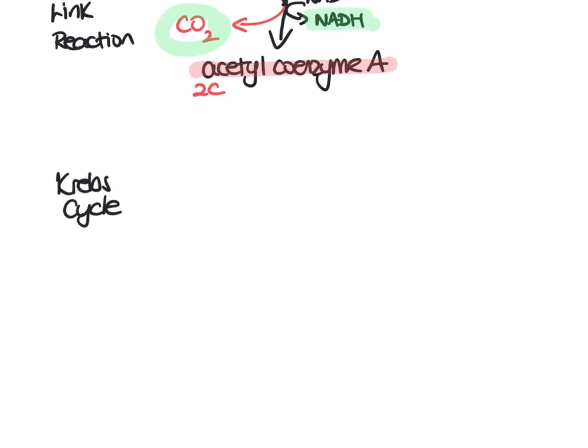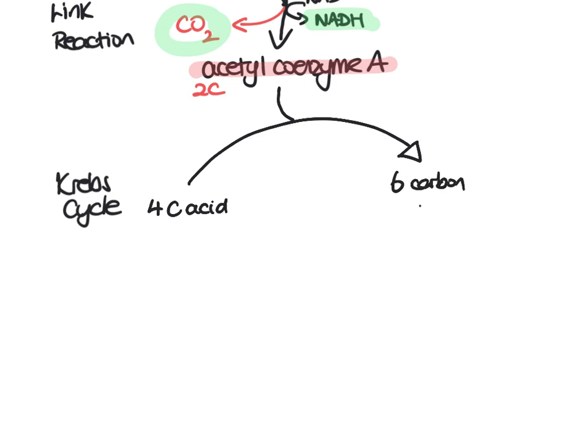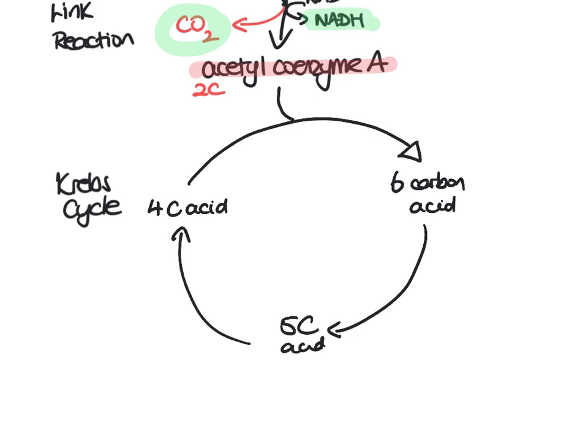Okay, the Krebs cycle. In the matrix of the mitochondrion, this is where this happens, you've got a 4-carbon acid there. It picks up the acetyl coenzyme A to make a 6-carbon acid. This cycle used to be called the citric acid cycle. That gets converted into a 5-carbon acid, which then gets converted into a 4-carbon acid. Each time, if you lose a carbon, you lose it in the form of carbon dioxide.